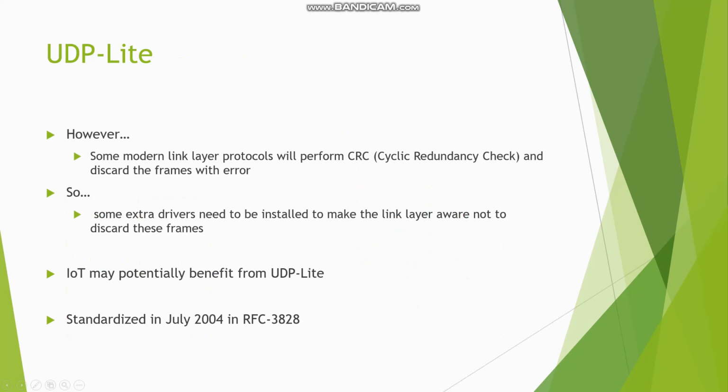However, the modern link layer will perform CRC, or the cyclic redundancy check, and discard the frames with errors. But it is still possible to use UDP Lite with some extra configurations. To use UDP Lite, some extra drivers need to be installed to make the link layer aware not to discard these packets. Furthermore, people recently found out that IoT may potentially benefit from UDP Lite. UDP Lite was standardized in July 2004 in RFC 3828. It is implemented in FreeBSD and Linux, and can be accessed from Windows through a third-party library.